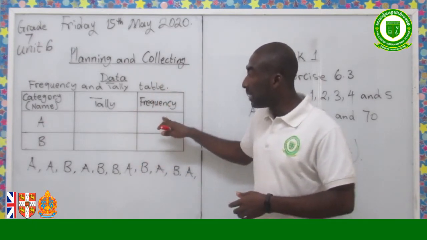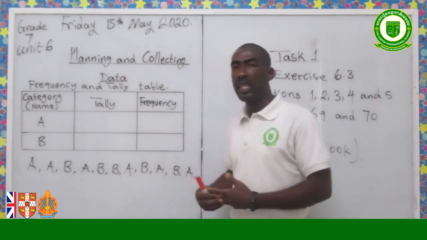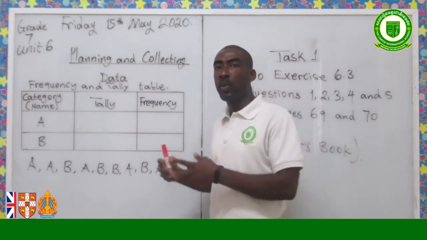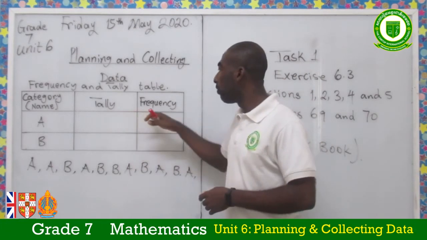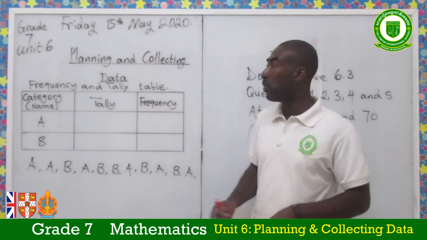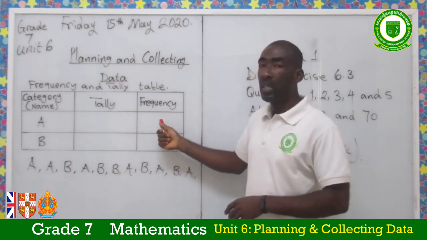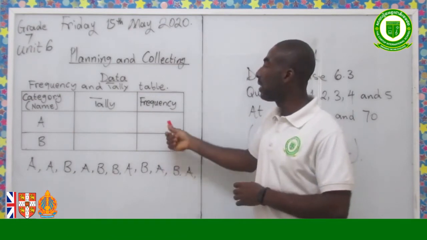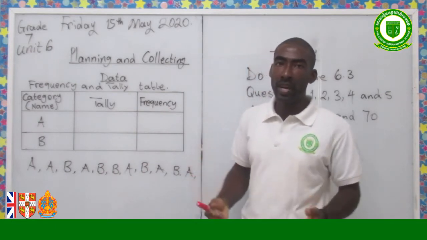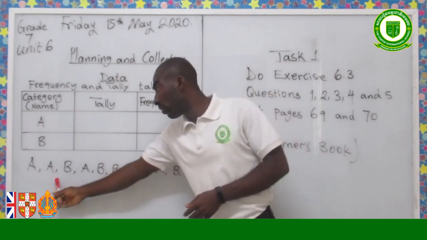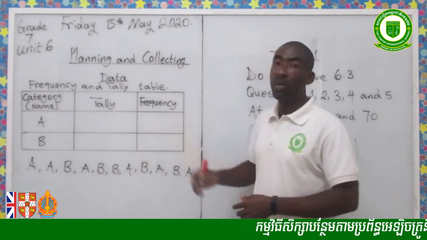Over here we have frequency, and the frequency is the number of times that the particular thing you are working around repeats itself, or is counted. Your tally and your frequency are supposed to be the same. Whenever you have a tally by stripes here, it should also be equal to the frequency. So the frequency is written in numbers, whilst the tally is shown in stripes. I'm going to demonstrate with this example so that we will see the difference between a tally and a frequency.